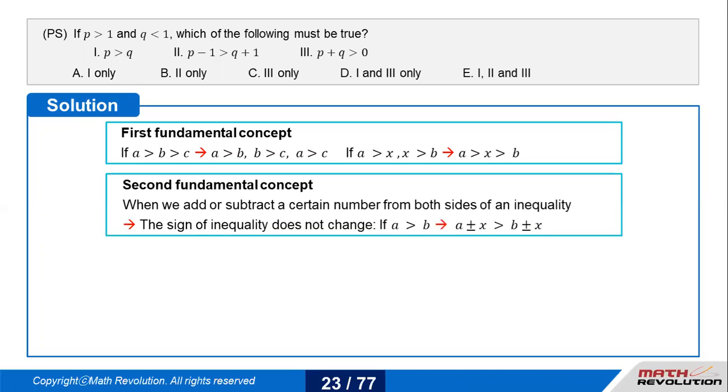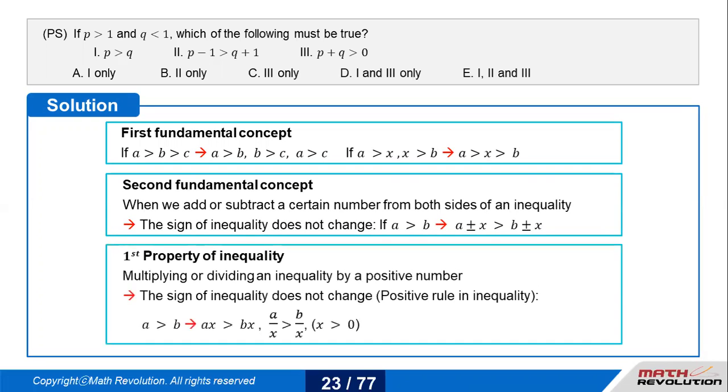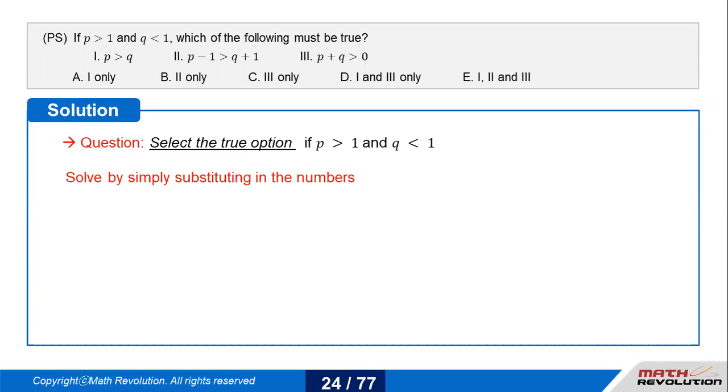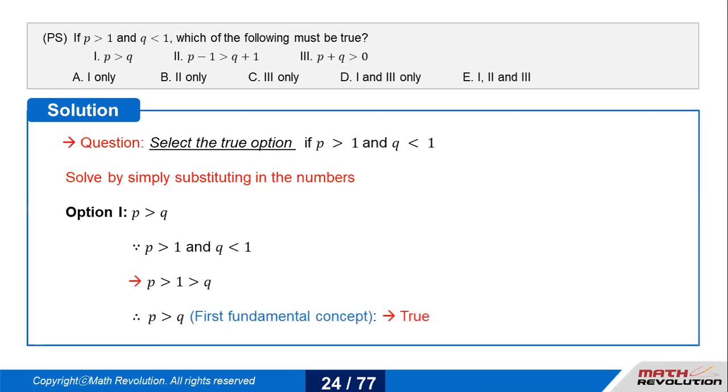Second fundamental concept was to add up something to the existing inequality, and then we apply the first property of inequality. Now pay attention to this part. Let's try first. Option number 1 says P is greater than Q. Now if P is greater than 1 and Q is less than 1, definitely P is greater than 1, which is greater than Q. So if we combine this, we get P is greater than Q.